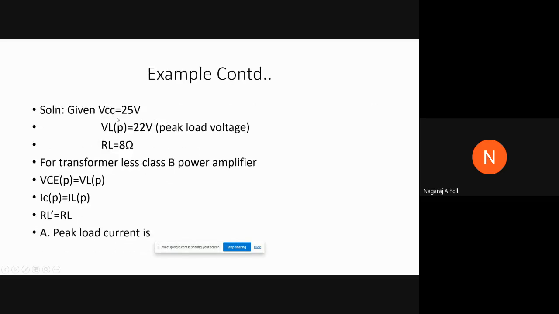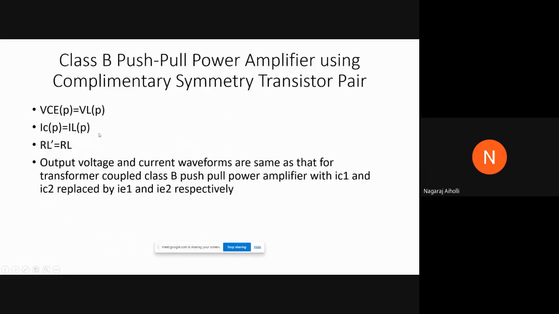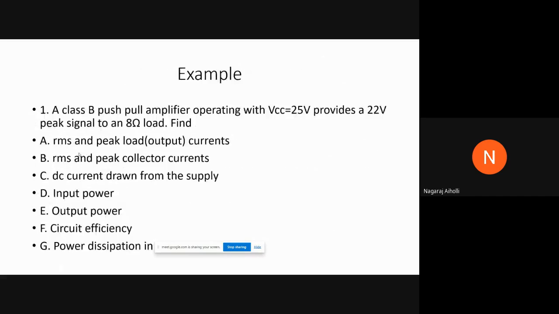What is given: VCC is 25 volts, VL peak, the peak load voltage, is 22 volts, and the load resistance is 8 ohms. Now for the transformerless class B power amplifier, that is, the complementary symmetry push-pull power amplifier, VC peak is equal to VL peak, as we saw just now. IC peak is equal to IL peak, and RL dash is equal to RL. Is it not so? I hope everybody is following.